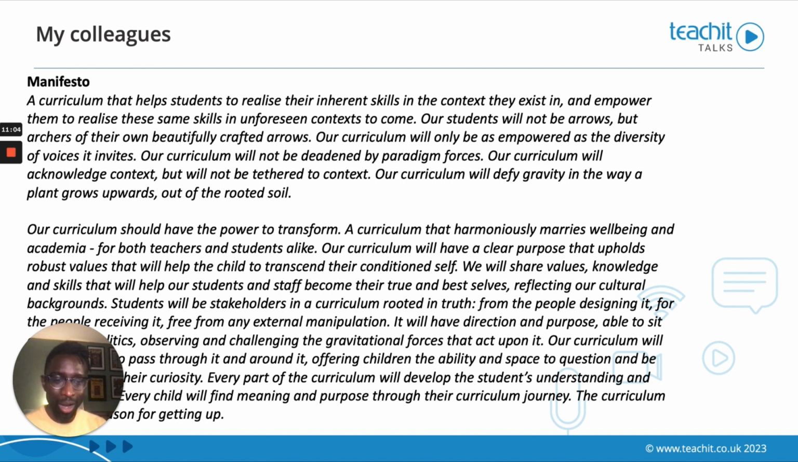But what I saw was a manifesto. So I called it a manifesto about how the curriculum can transcend context, how it can allow young people to grow upwards away from the things that try to root them to the spot, you know, be transformative, how it can embrace flexibility. And then we put it into practice.